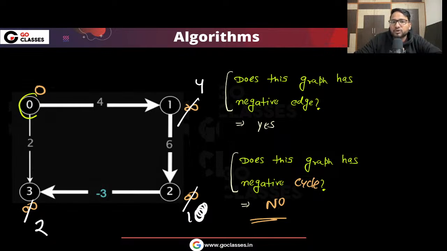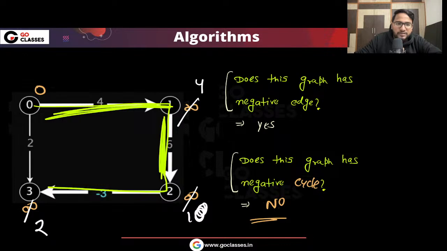What are the shortest paths from 0 to 1? So this is 4, as per Dijkstra. This is 10 as per Dijkstra, and this is basically 2 as per Dijkstra, right? Is this correct? Are these paths correct?